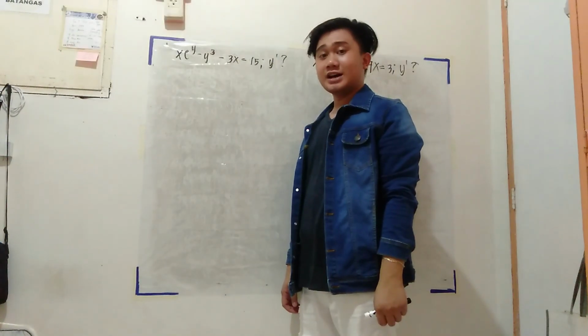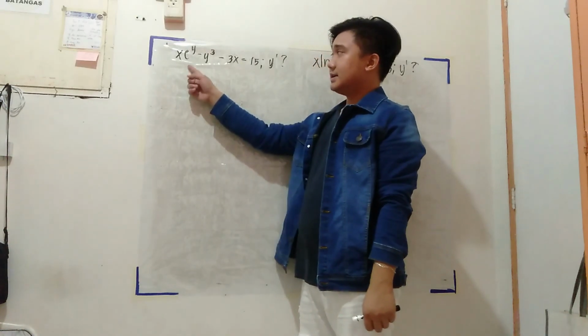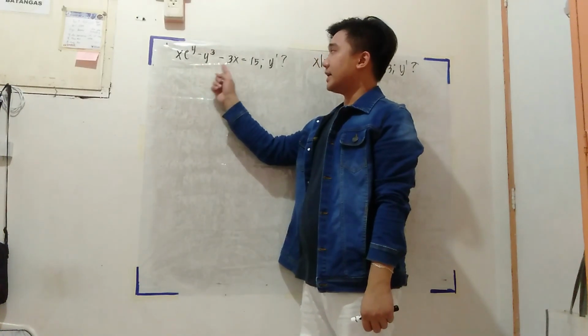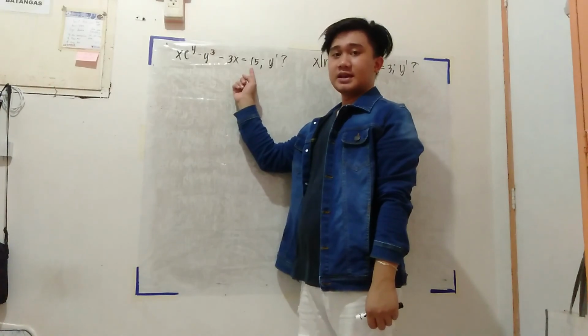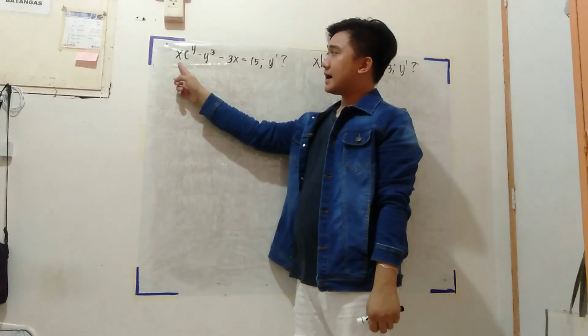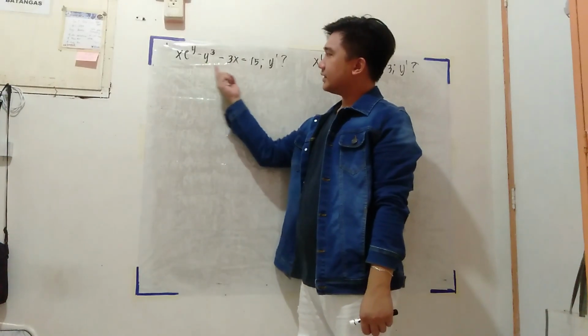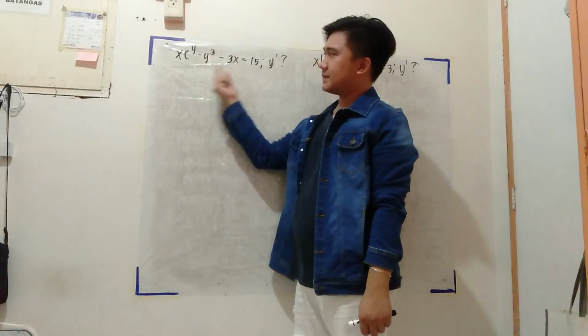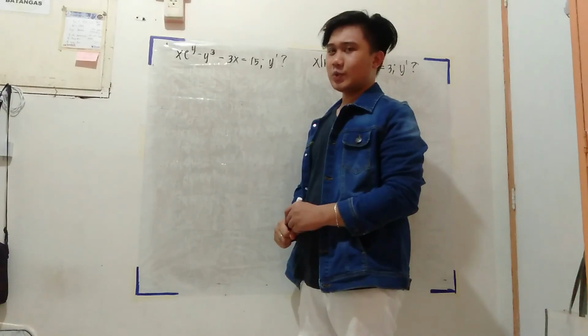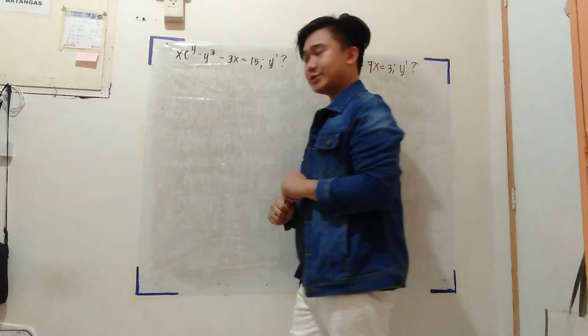So, I have here another example. X e raised to y minus y cubed minus 3x equals 15. So, I have a mixture of algebraic and exponential functions. It's easy for you to differentiate this. What you don't know yet is how to handle x e raised to y. But that's also easy.